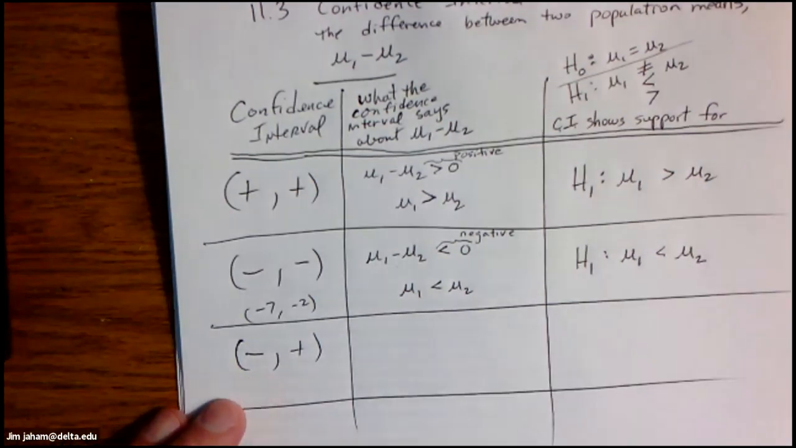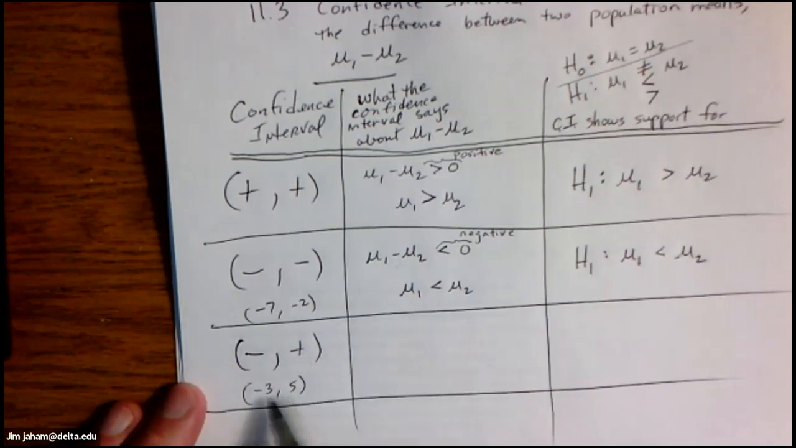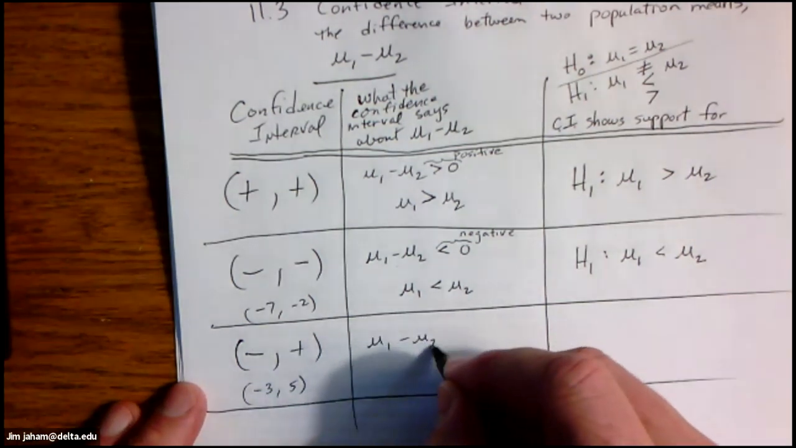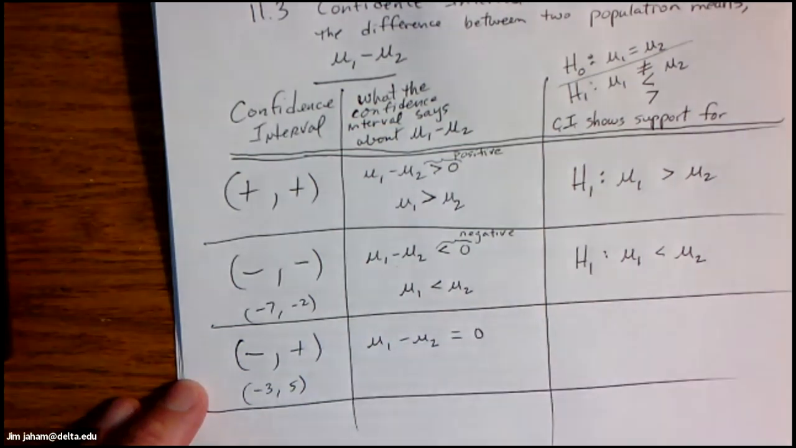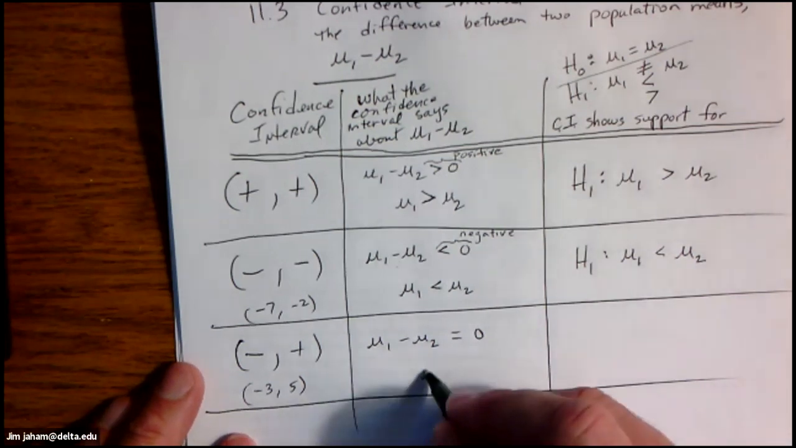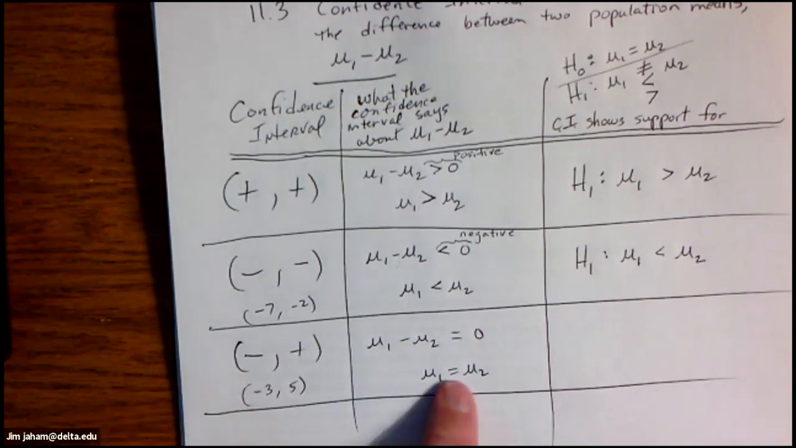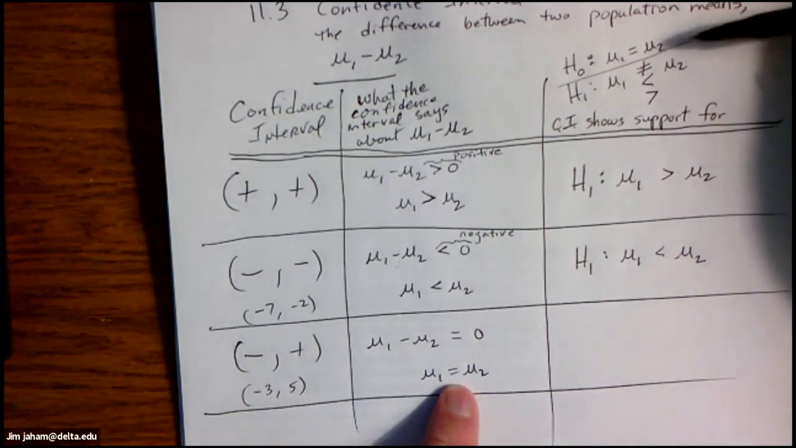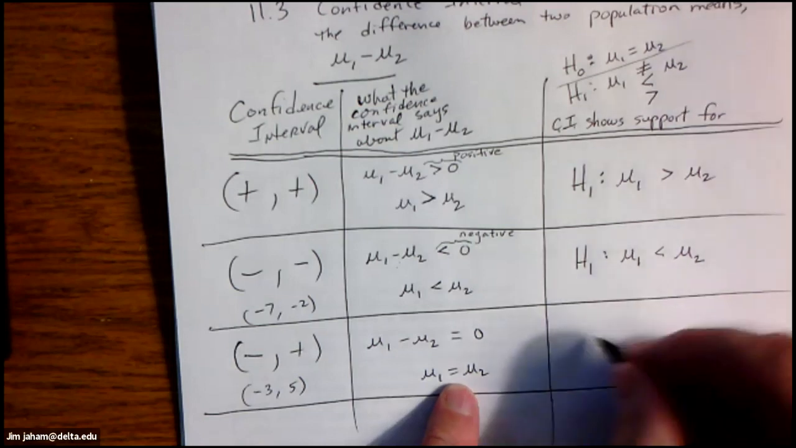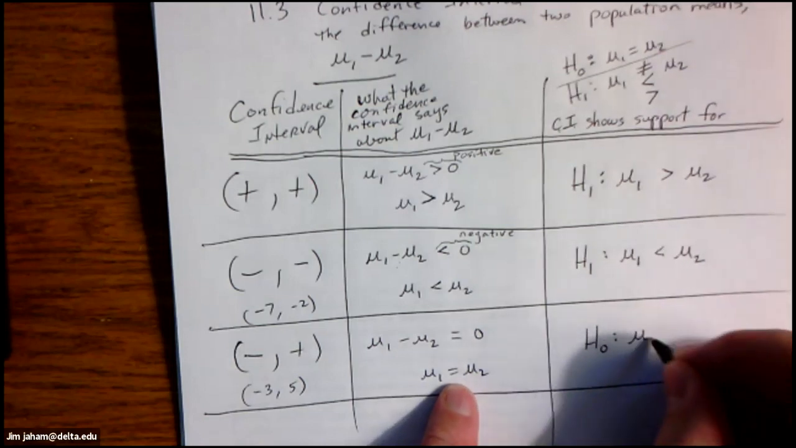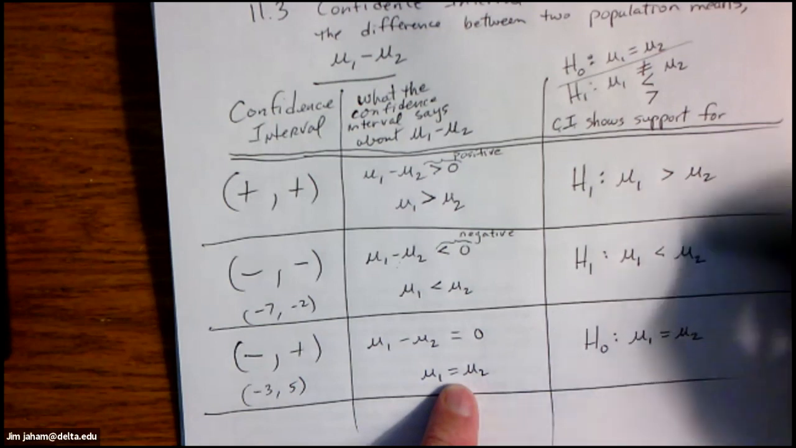And then the third scenario would be one like this, where we have a negative number and then a positive number, and 0 is in that interval. So what we're saying here is that it could plausibly be the case that mu1 minus mu2 is equal to 0, since 0 is in there. Adding mu2 to both sides, we get mu1 is equal to mu2. And the only place that one's going to fall is in our null hypothesis. So it's only this last case that gives us evidence to support the null. These other two cases, evidence to support the alternative.